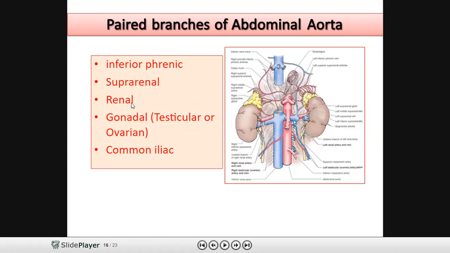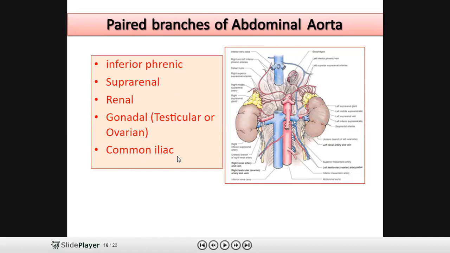Then you have the renal arteries, and then you have the gonadal artery, testicular or ovarian artery, and then the common iliac artery, which we said is the terminal branch. At the level of L4, the abdominal artery will terminate as the right and left common iliac artery.